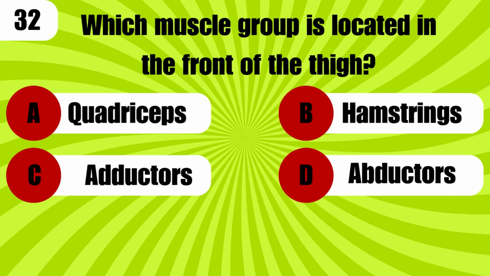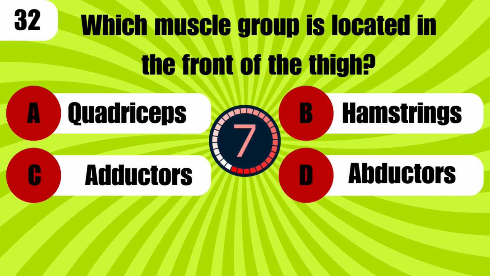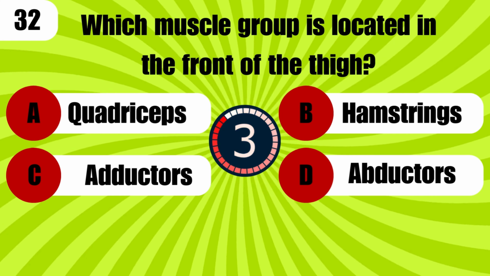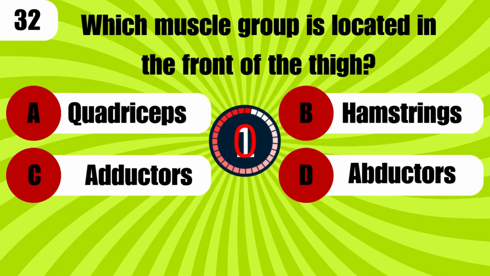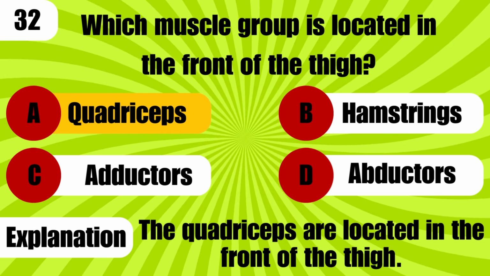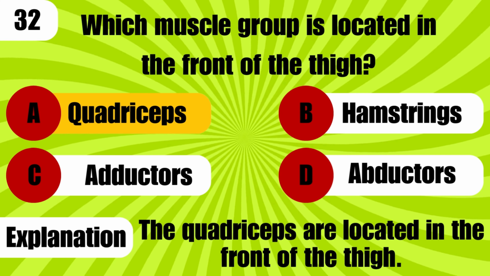Which muscle group is located in the front of the thigh? Quadriceps, hamstring, adductors, abductors. The right answer is quadriceps. The quadriceps are located in the front of the thigh.